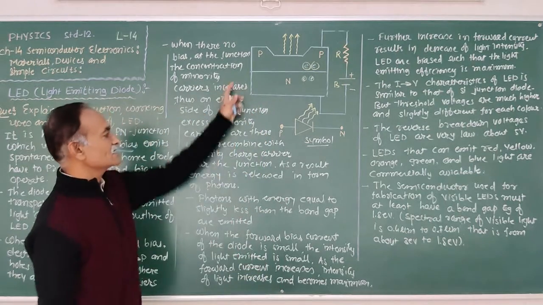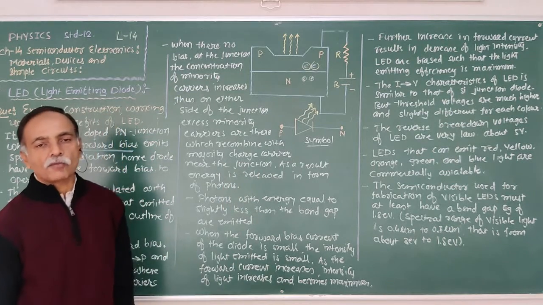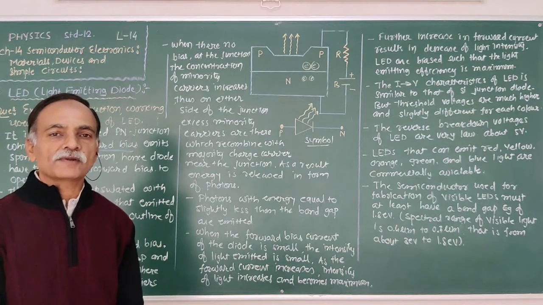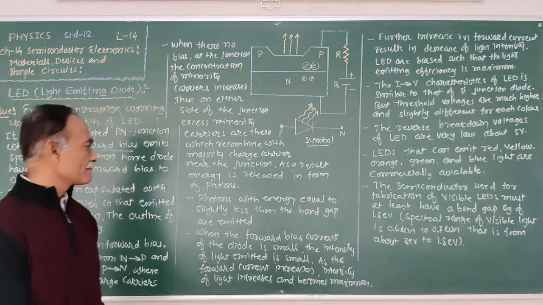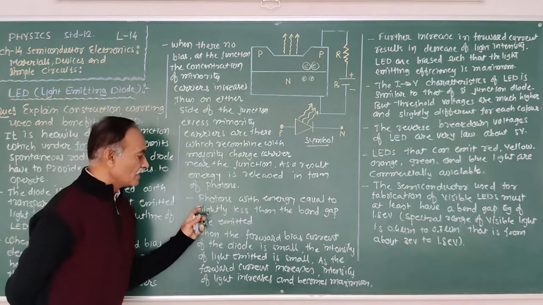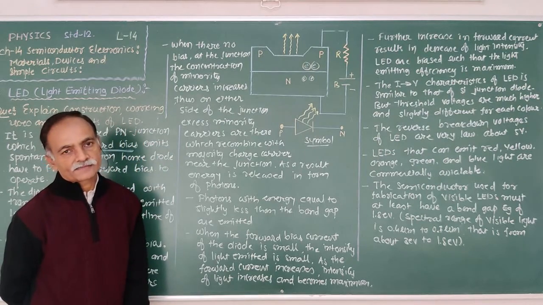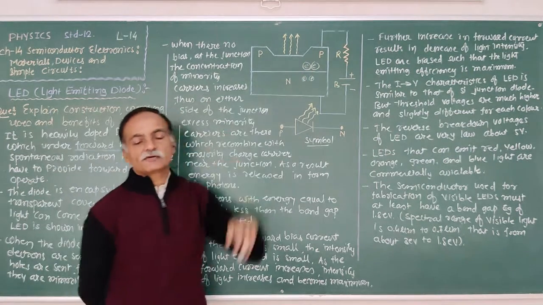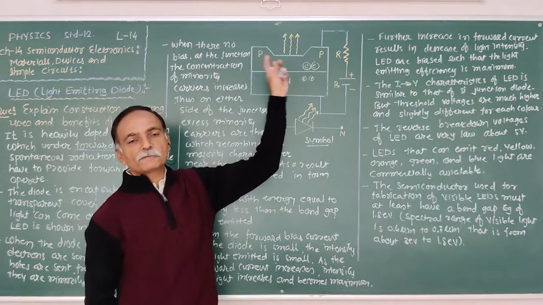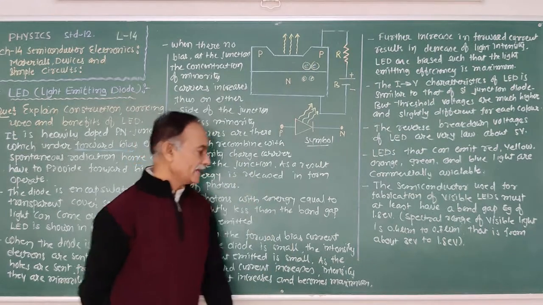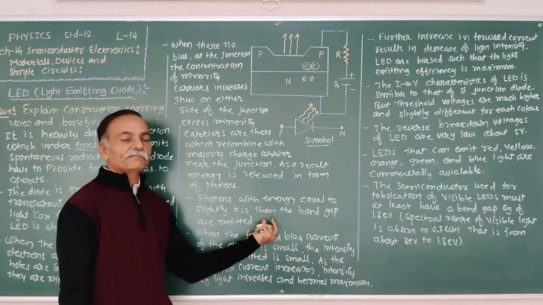This is the concept of the light-emitting diode: the energy released is in the form of a photon, that means in the form of light. Now, photons with energy equal to or slightly less than the band gap are emitted. How much energy is radiated? Due to the diffusion of electrons from N to P and holes from P to N, energy equal to slightly less than the band gap energy.